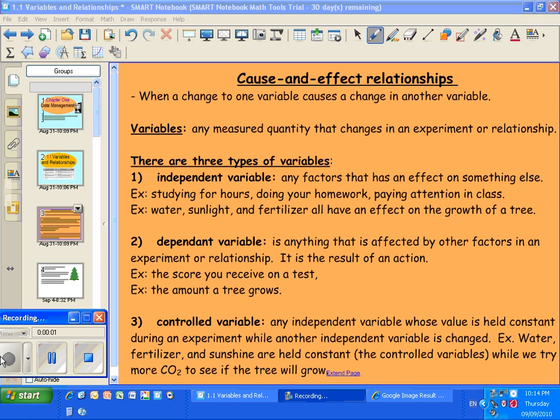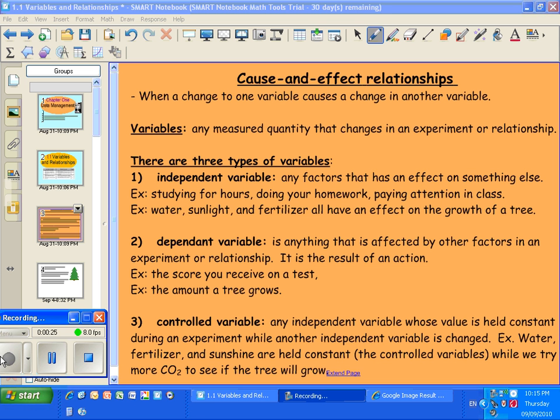Hello everyone, this is week 1 of grade 10 math, and our unit is variables and relationships as part of data management. We want to look at this cause and effect relationship. We know that everything in life, when there's a cause or when something happens, there's usually also an effect. And we want to look at 3 types of variables: independent variables, dependent variables, and controlled variables.